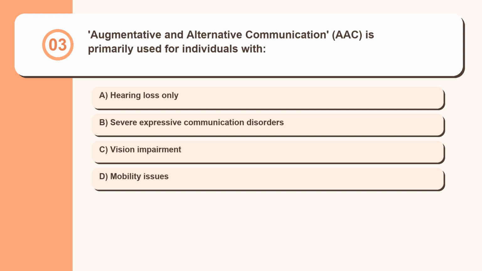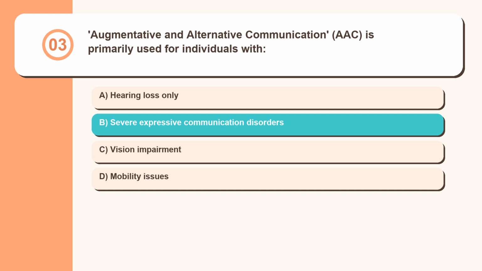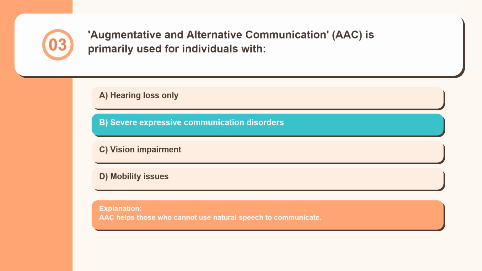Question 3. Augmentative and Alternative Communication (AAC) is primarily used for individuals with hearing loss only, severe expressive communication disorders, vision impairment, mobility issues. AAC helps those who cannot use natural speech to communicate.